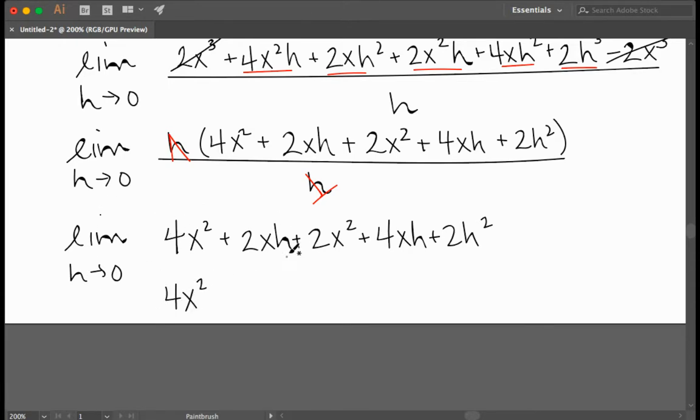When I plug 0 in this term, it will become 0. I don't have to add it. 2x squared. When I plug 0 into this term, it'll become 0. I don't have to add it. Same thing here. So the limit as h approaches 0 is 4x squared plus 2x squared. It's 6x squared.